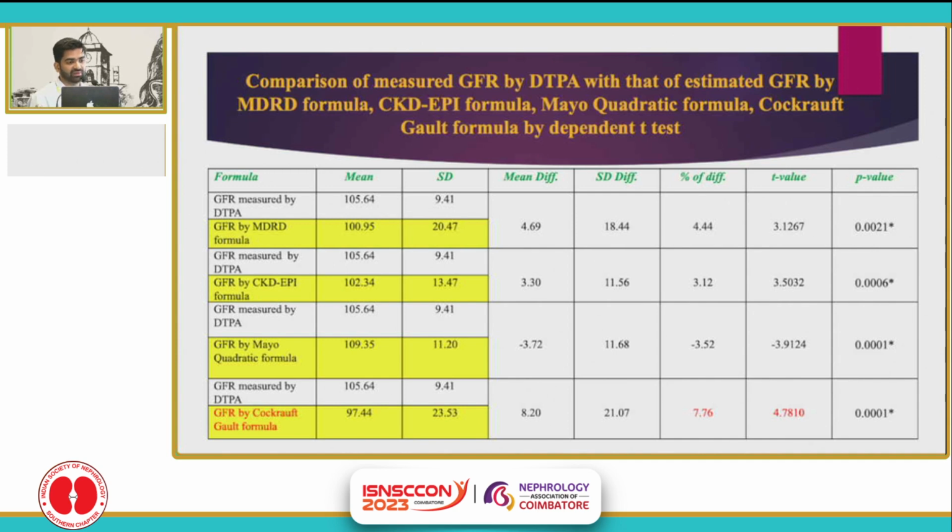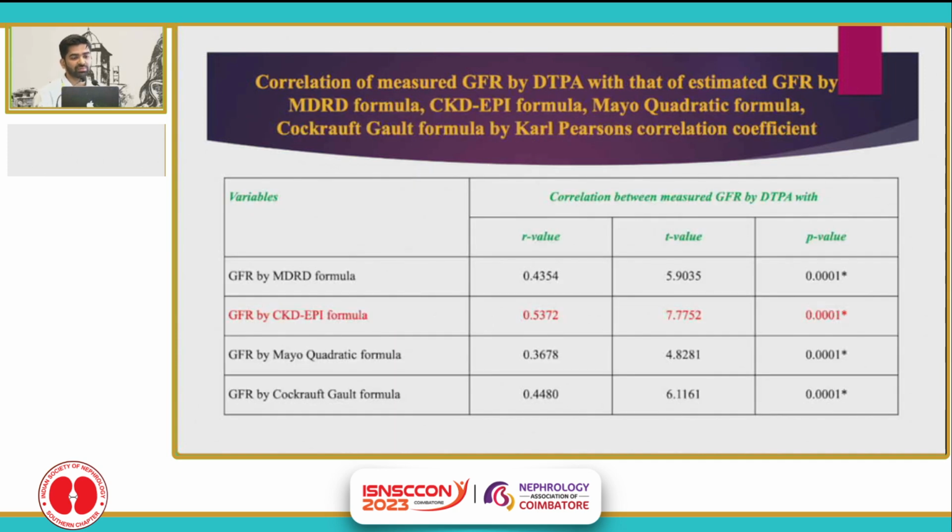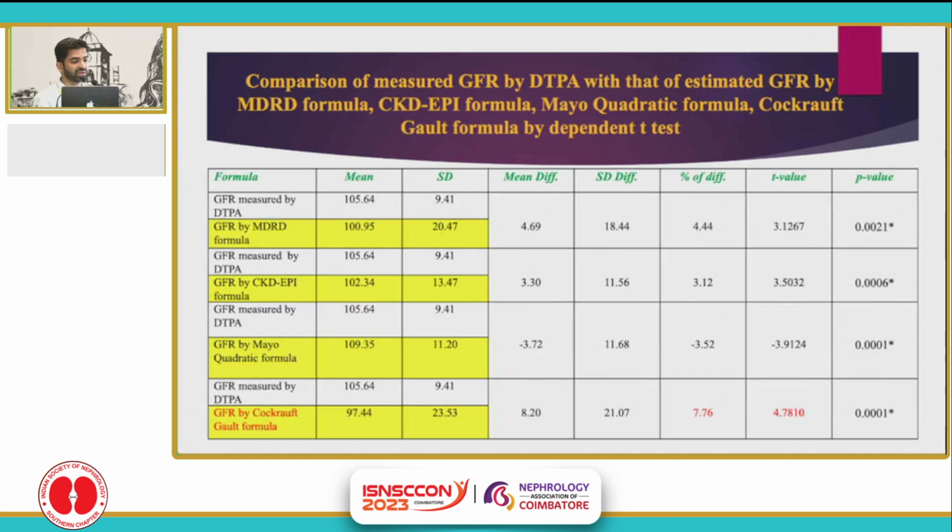This is the comparison. When we go on to the correlation between the GFR by DTPA and the estimated GFR, we see that GFR by the CKD-EPI formula, in the row, as compared to GFR by DTPA, has the highest R value of correlation coefficient, which is 0.53. So the strength of correlation is highest with CKD-EPI, and CKD-EPI also had the most proximity to measured DTPA.